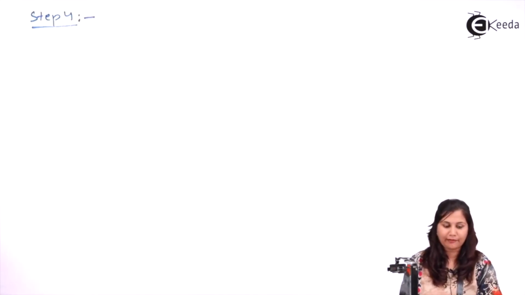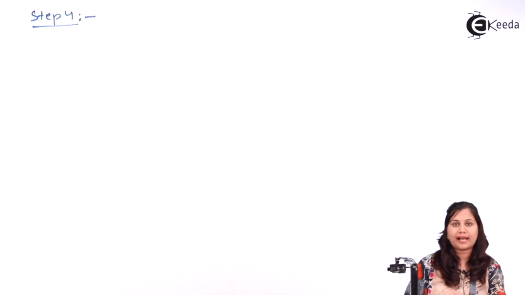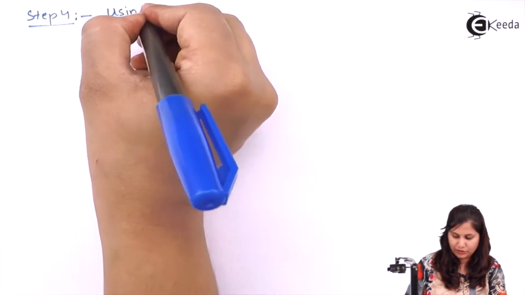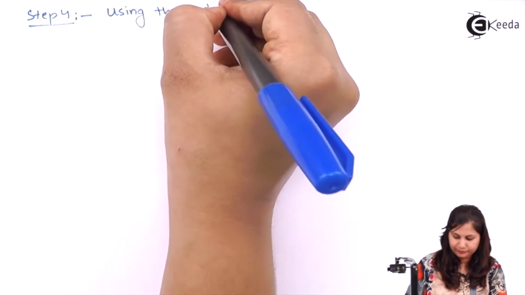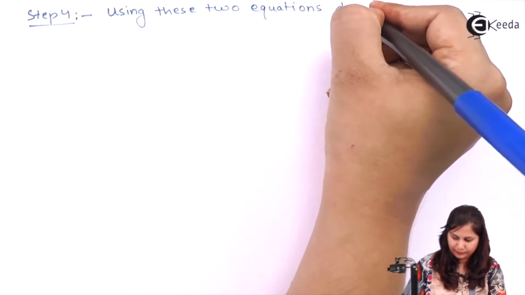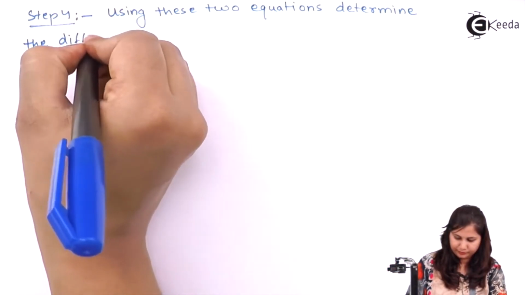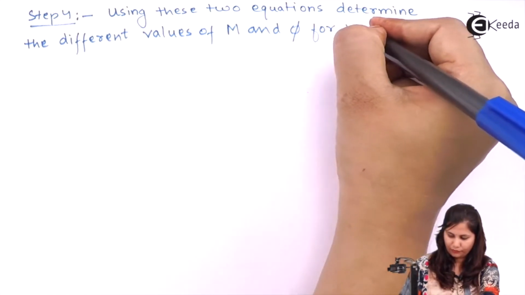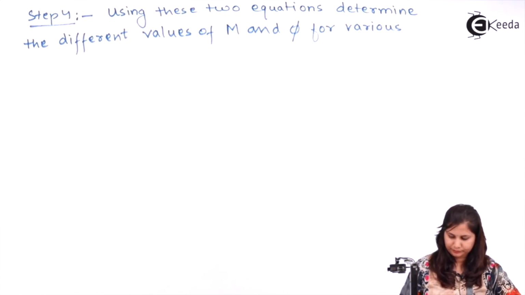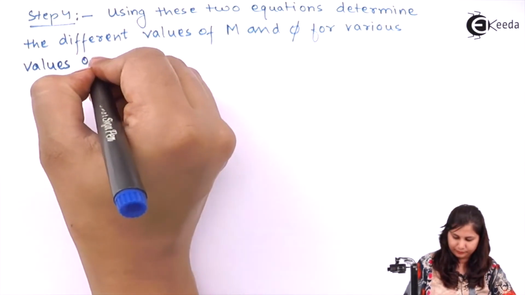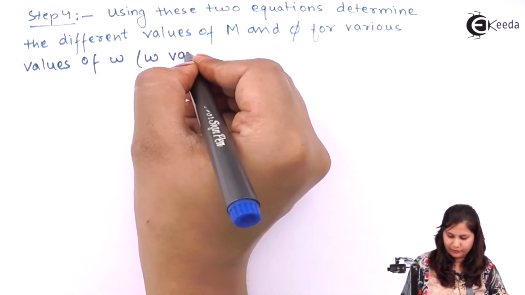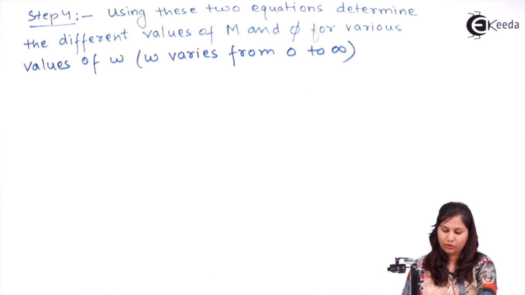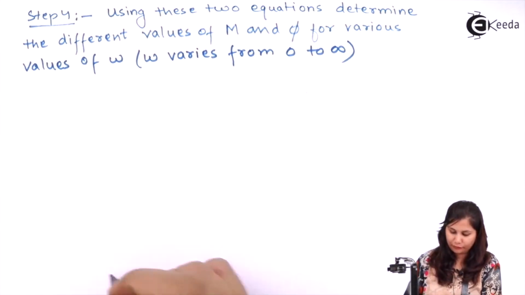Now step number 4. In step number 4, we have to tabulate the magnitude and the phase angle for various values of omega from 0 to infinity. So using these two equations which we have obtained, for various values of omega, which varies from 0 to infinity, you have to use these two equations and form a table.